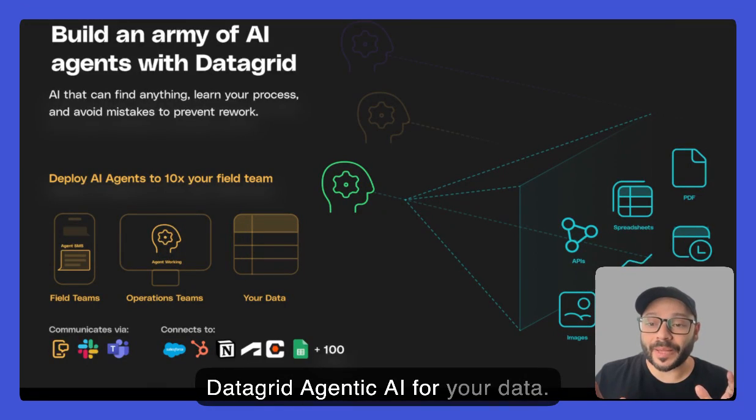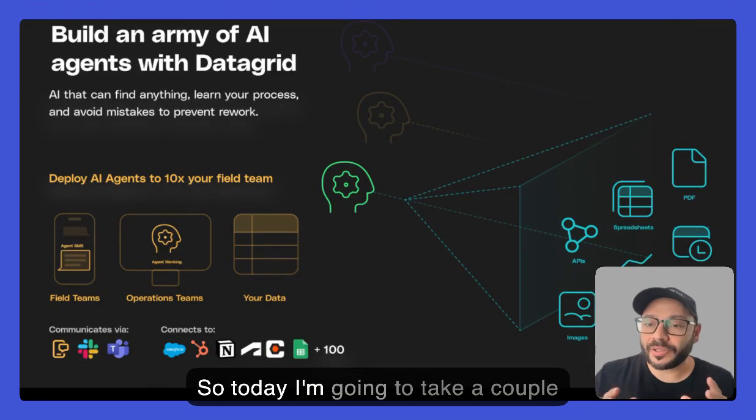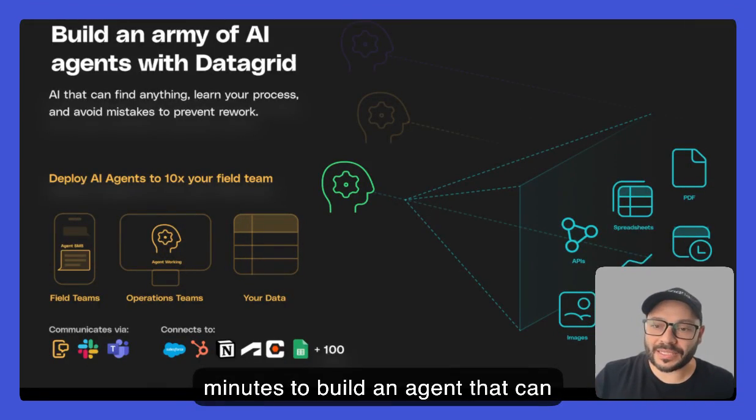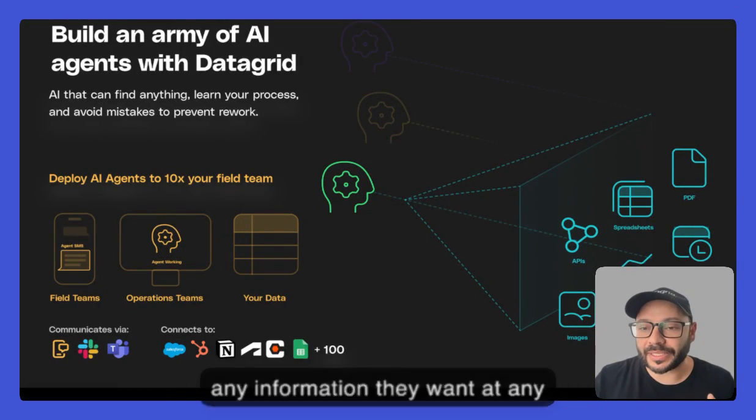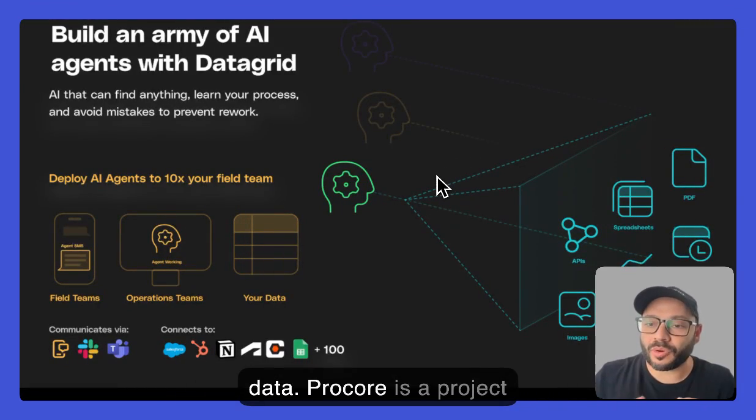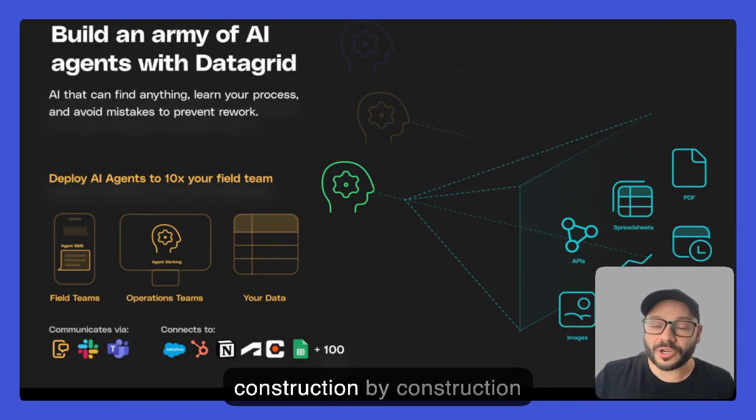Datagrid is an agentic AI platform for all of your data. So today I'm going to take a couple minutes to build an AI agent that can be accessed over the phone through SMS so that the field teams can find any information they want at any time. So we do that with Procore data. Procore is a project management solution that's used in construction by construction companies.